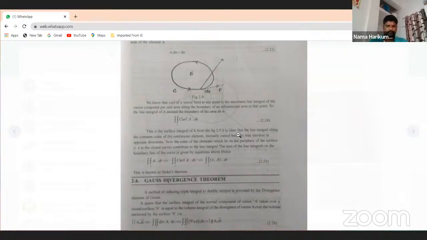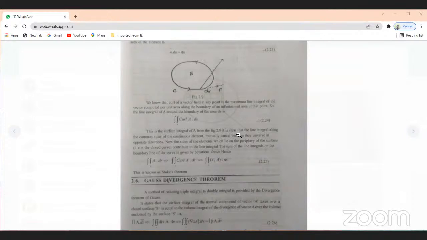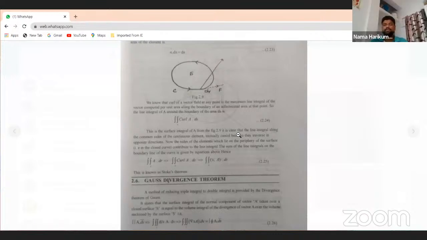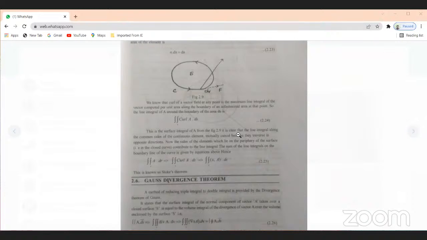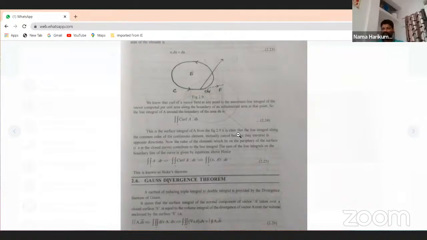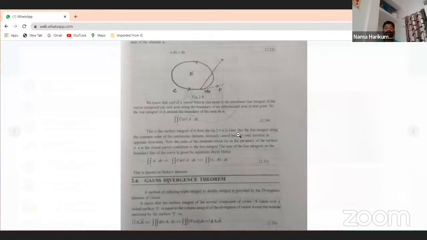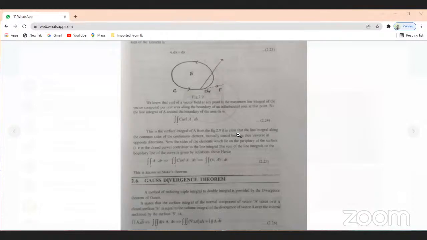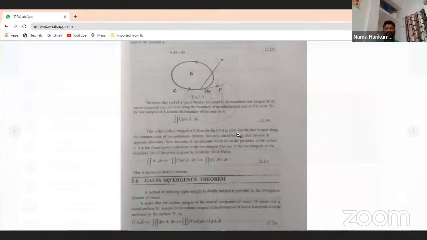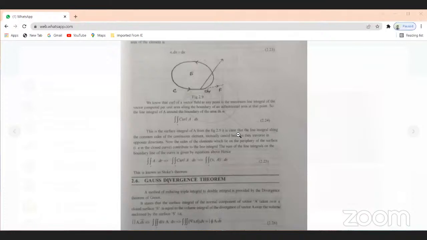Hello, sir. Understood? Yes, sir. Remaining? Yes, sir. Mourya, what about you? Clear, sir. Okay, very easy, I think. So both the Stokes theorem and Gauss theorem depend on the integral system. Yes, sir. Right.